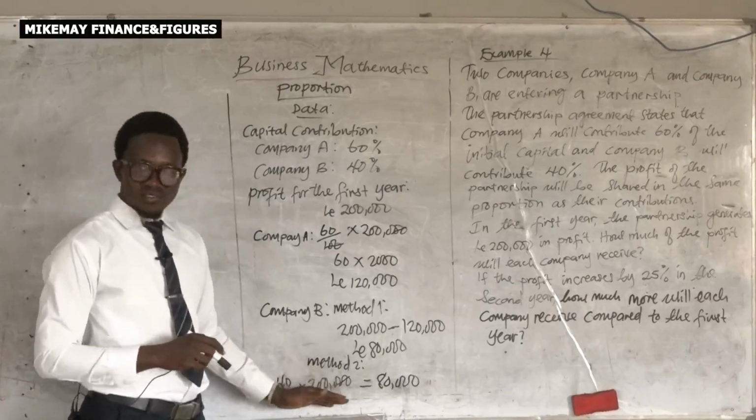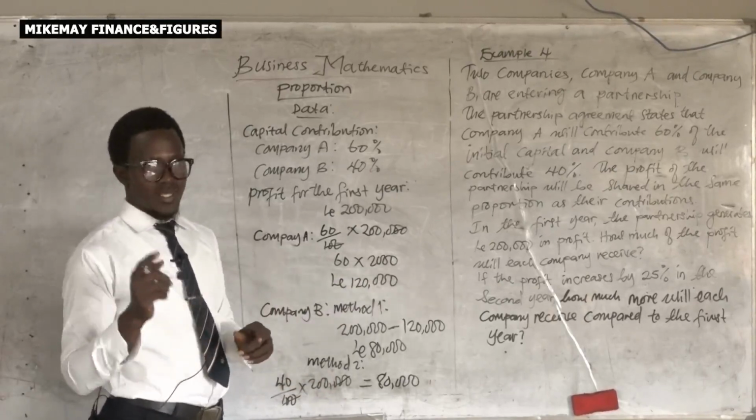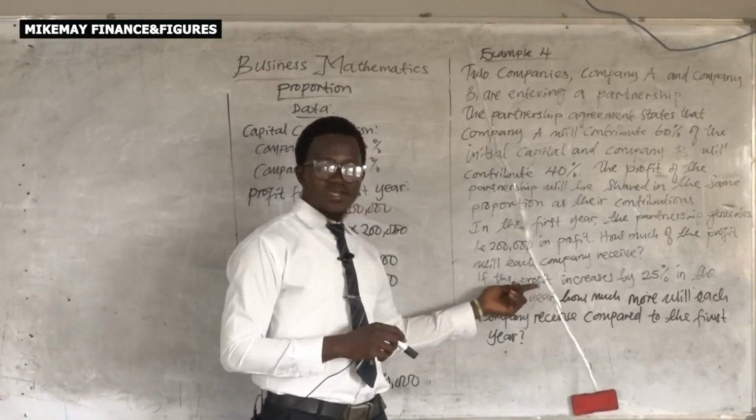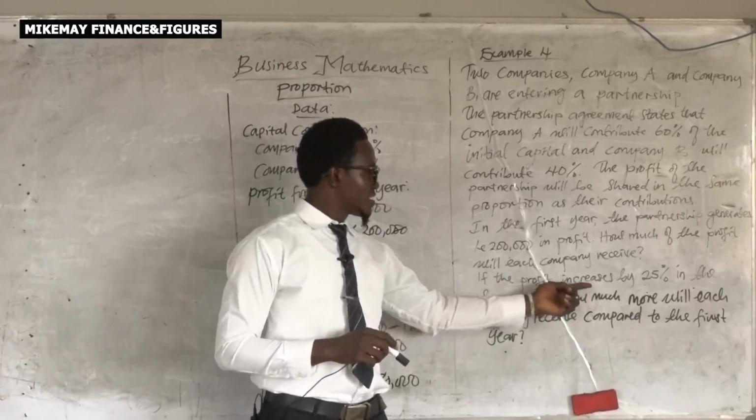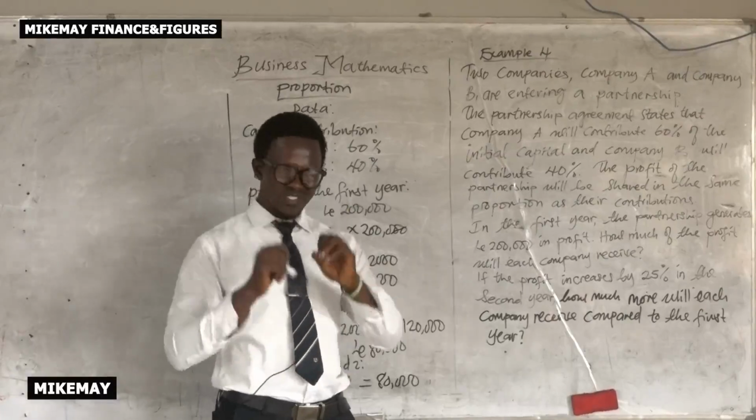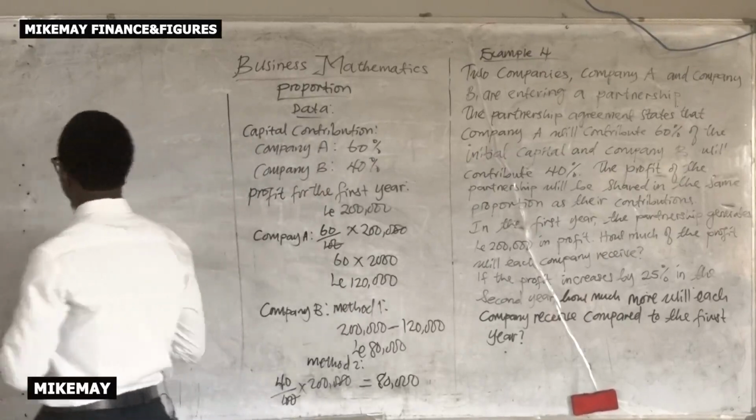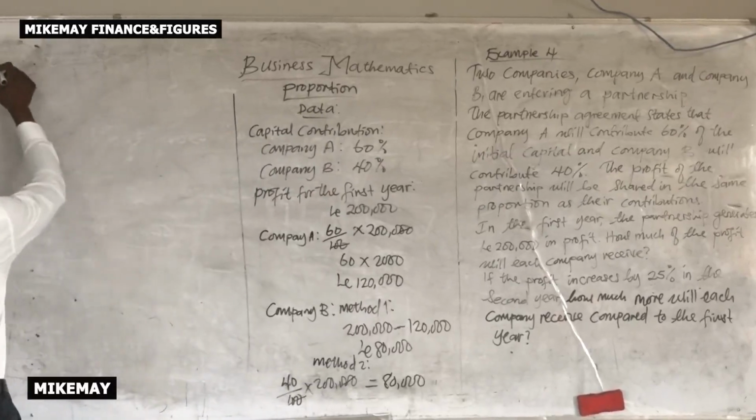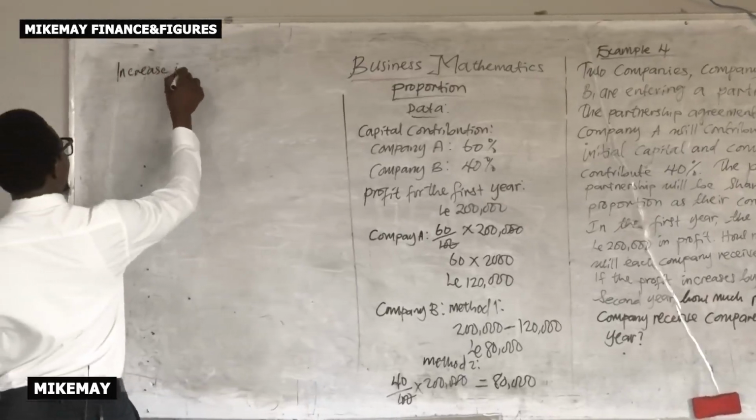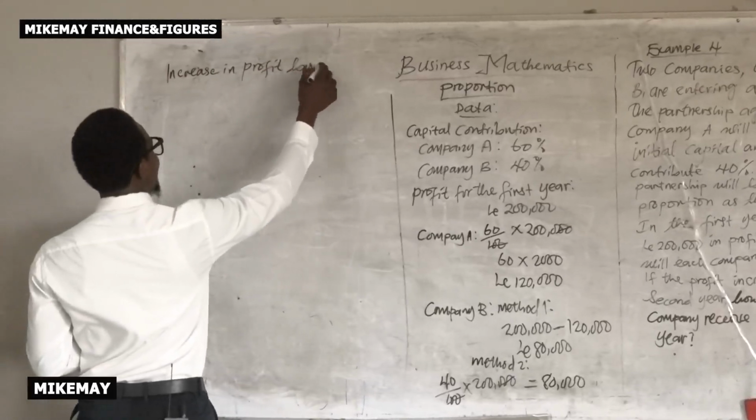Okay, this answers the first part of the problem. Now let us observe the second part. It says if the profit increases by 25% in the second year, so let us take that into consideration. Second year, there is an increase in profit by 25%.